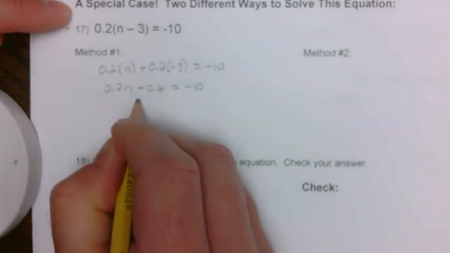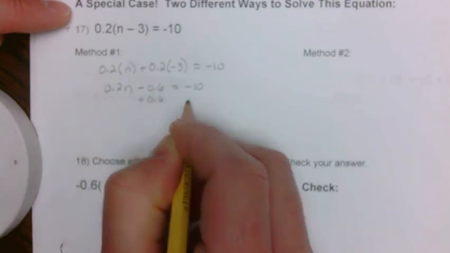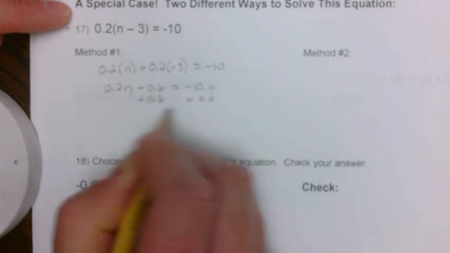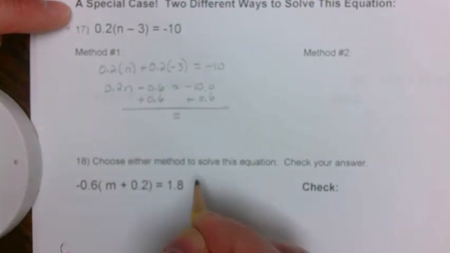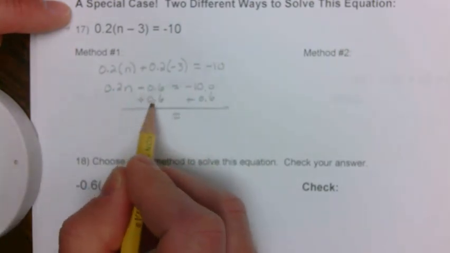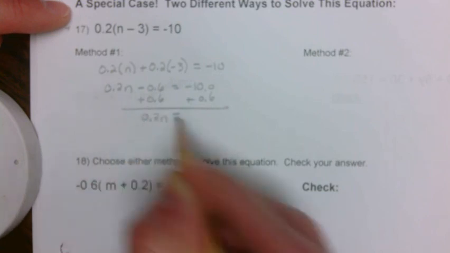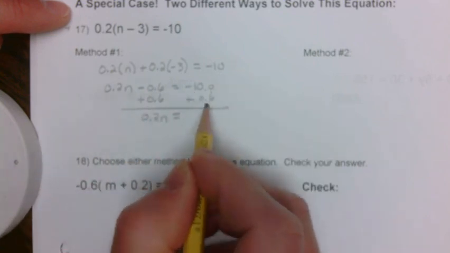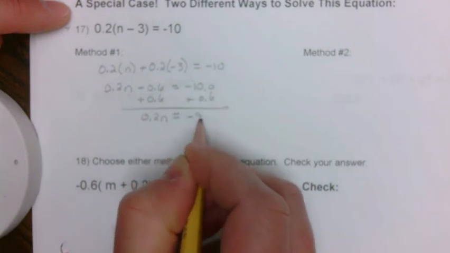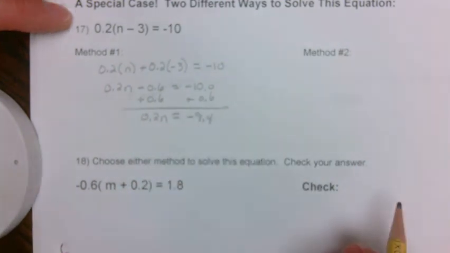To make a zero pair, we will add 6/10 on each side. Bring your equal sign down. On the left, -6/10 plus 6/10 is 0, leaving us with 2/10 n. And on the right, -10 plus 6/10 is going to be -9 and 4/10.